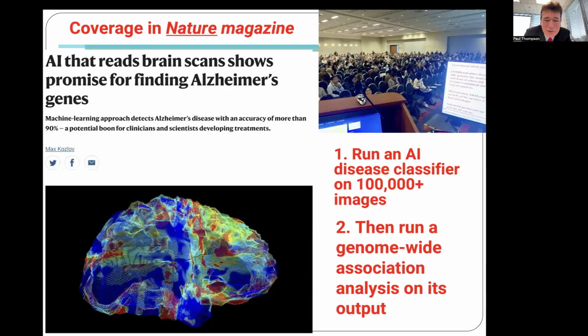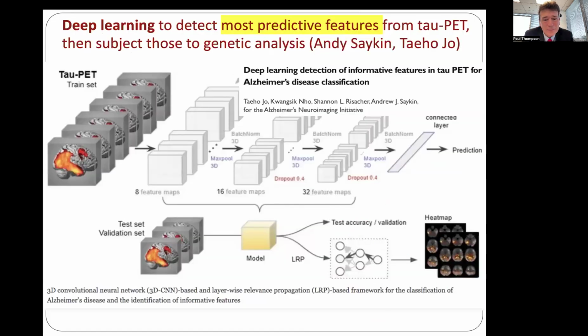Another use, which you might not have thought of, is AI that reads brain scans shows promise for finding Alzheimer's genes. So if you could classify whether someone has Alzheimer's based on their brain scan, you could run this on a massive database of maybe 100,000 images, and then run a scan of the genomic data in the same people to find markers that are linked to Alzheimer's disease. And this would be extremely efficient. And there's an article there about how to do this.